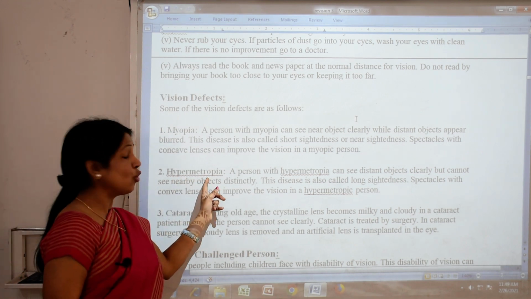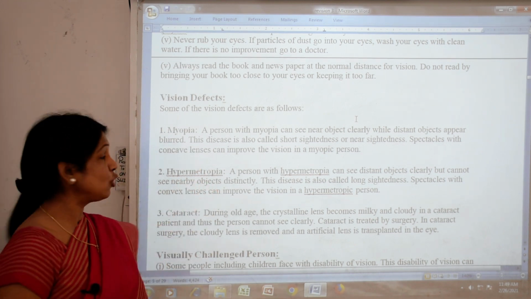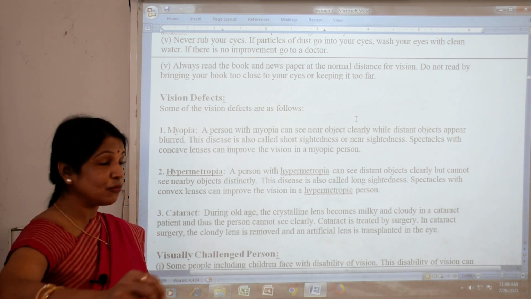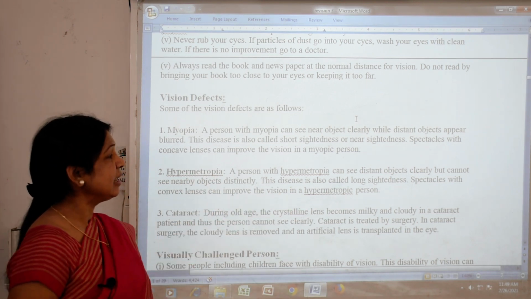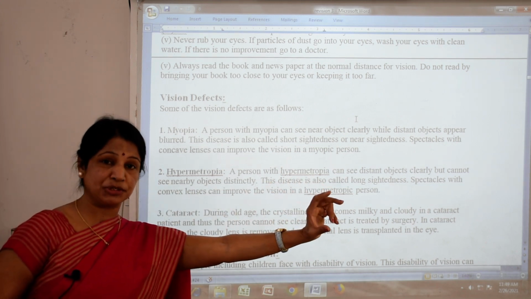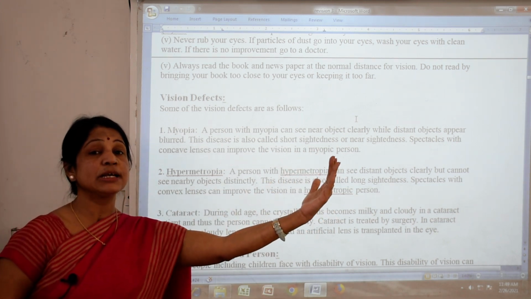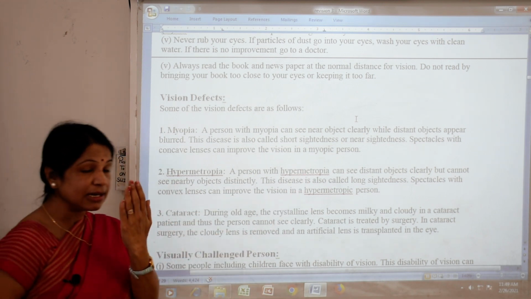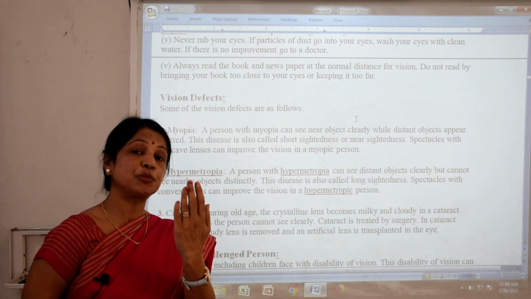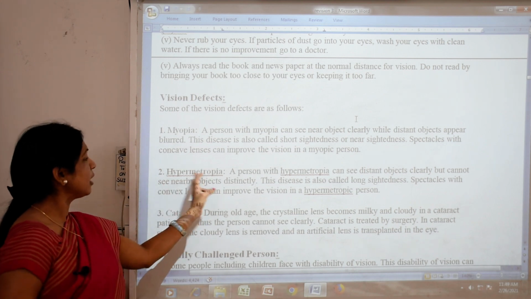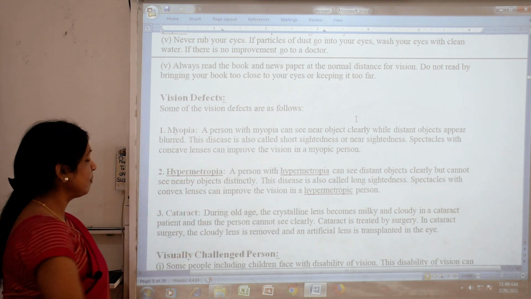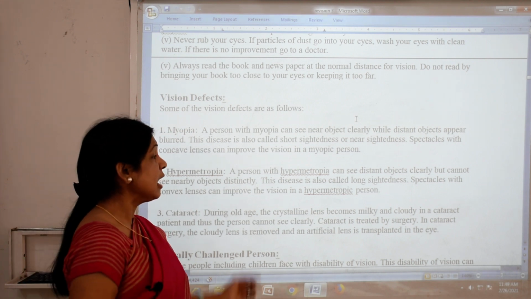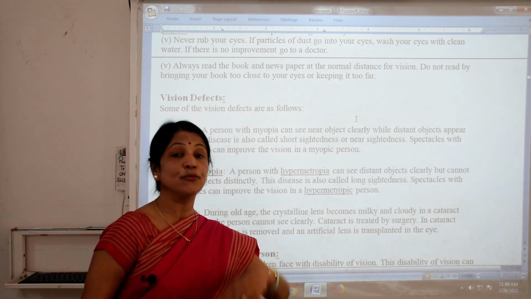Hypermetropia. What is hypermetropia? A person suffering from hypermetropia can see distant objects easily but can't see nearby objects. This condition is called hypermetropia. Now further, a convex lens can improve the hypermetropic vision.